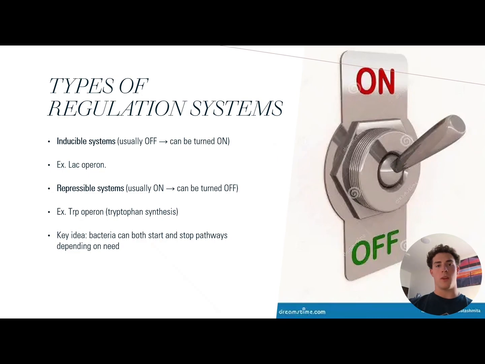There are two main types of control. Inducible systems like the lac operon are usually off but can be turned on when needed. Repressible systems like the trp operon are usually on but get turned off if the cell already has enough of the product. This balance makes sure bacteria don't waste energy making something they already have plenty of.